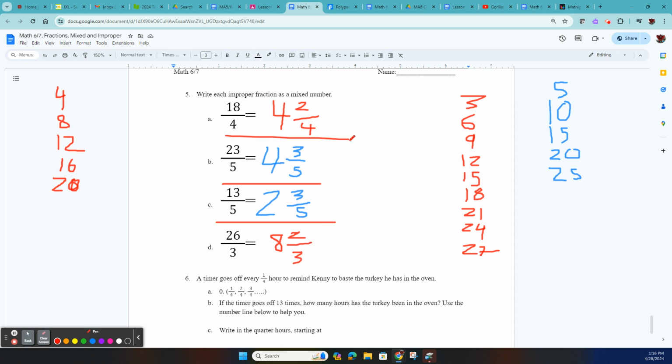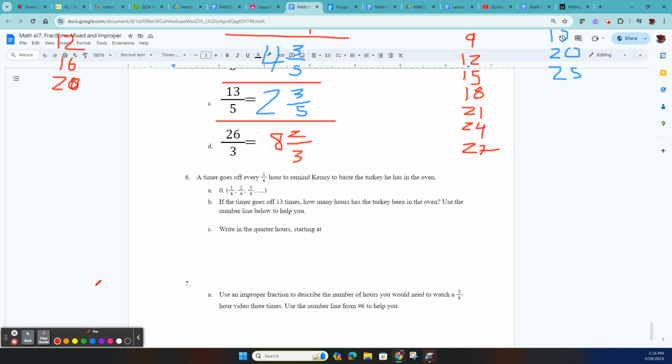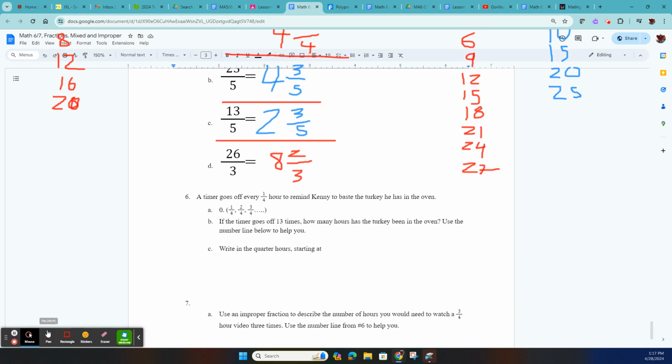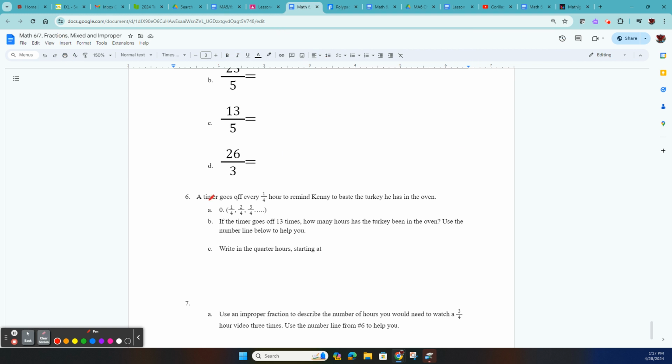Cool. There you go. Make corrections if you need to. Okay. I think we're on the last couple questions here. My goodness, we are. Okay, so it says a timer goes off for every quarter hour, or 1/4 hour, to remind Kenny to baste the turkey he has in the oven. Otherwise, that turkey's going to get dry. We don't like it.